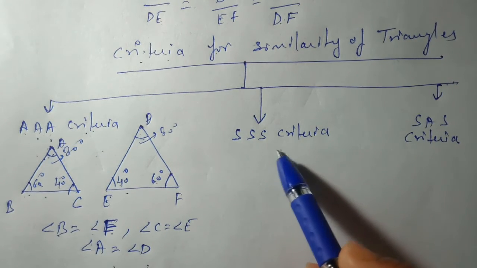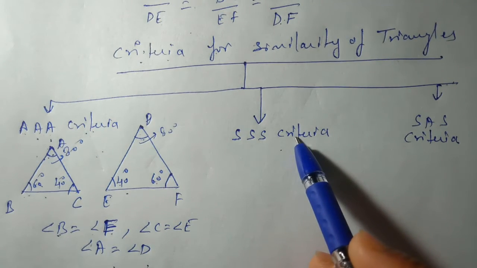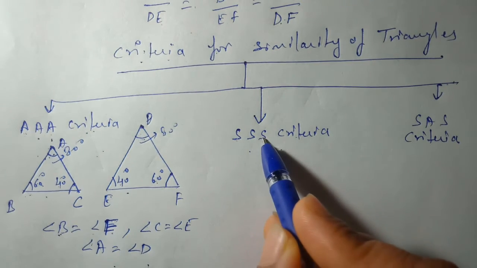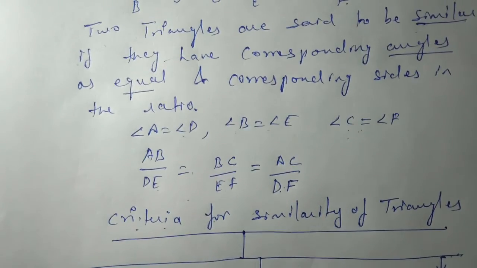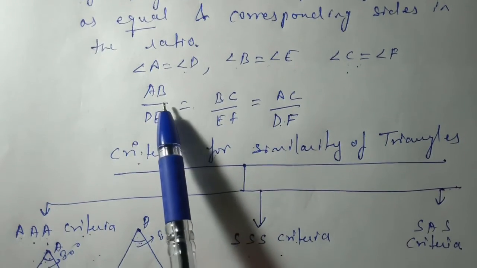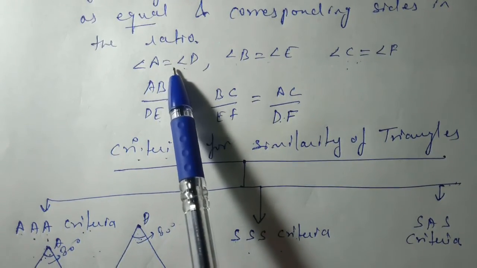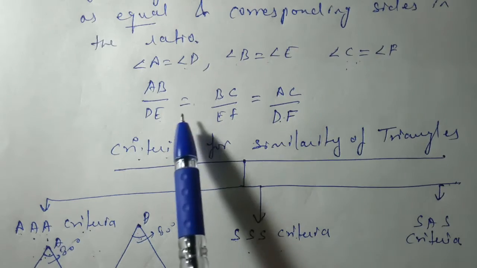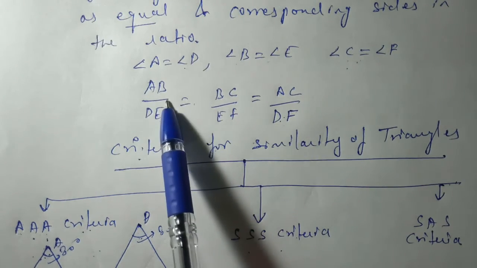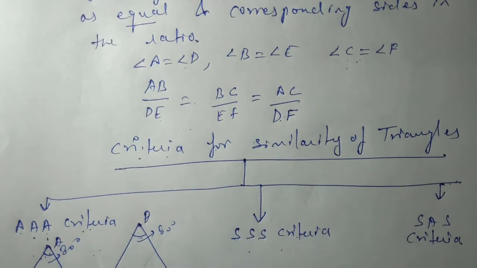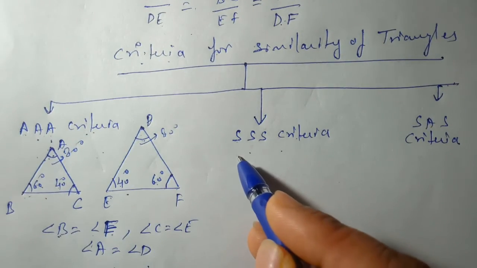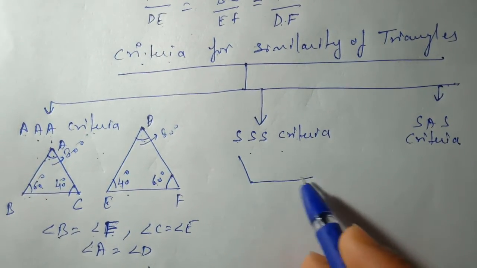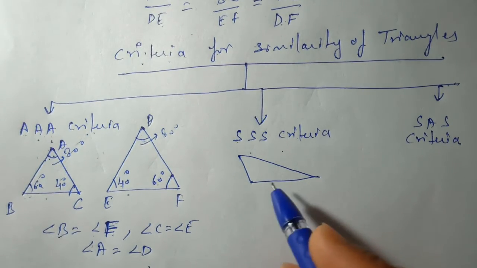Come to the second, side, side, side criteria. Here there are only sides, no angle. And if we come to the similarity of triangles, we have learned that in similar triangles, angles are equal. And what is the relation between the sides? Sides are in the same ratio. So we have to check their ratio. So let us take some figures. I am taking two figures.